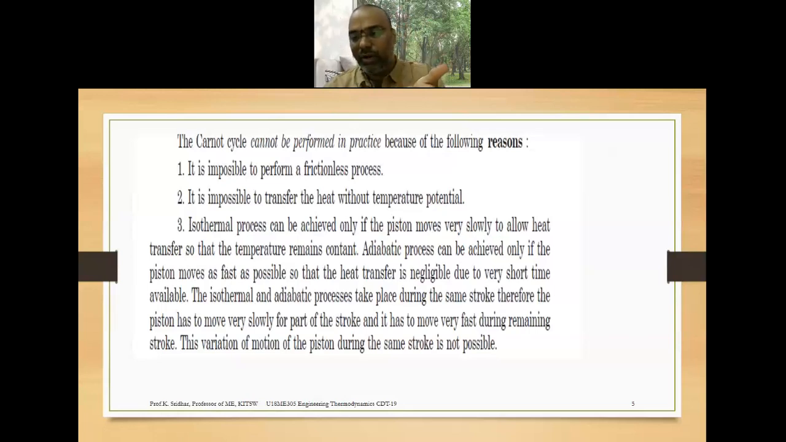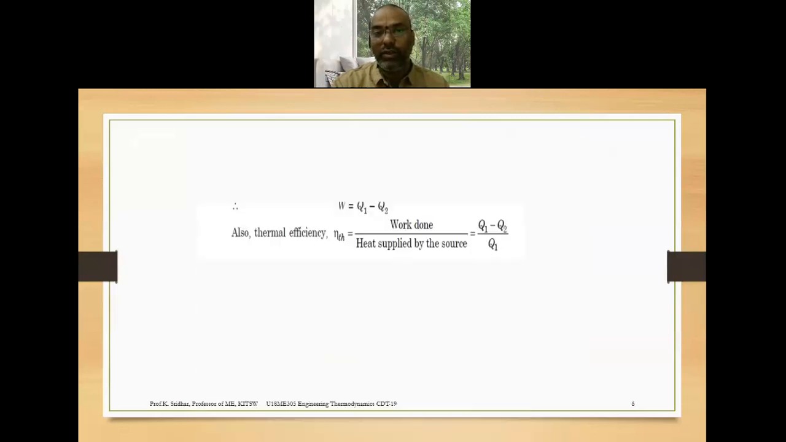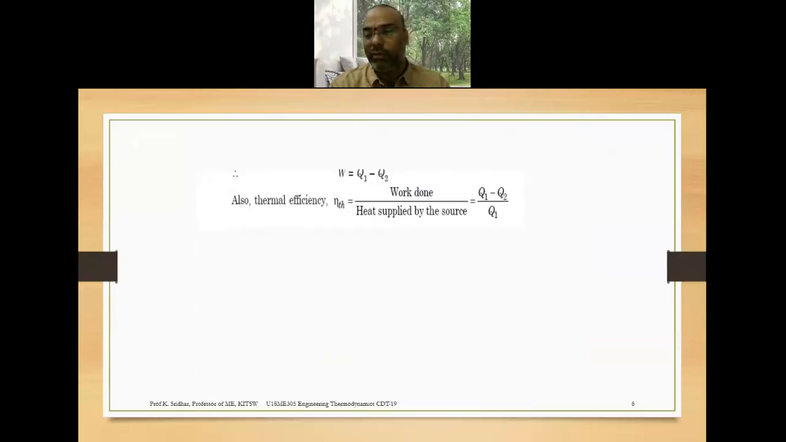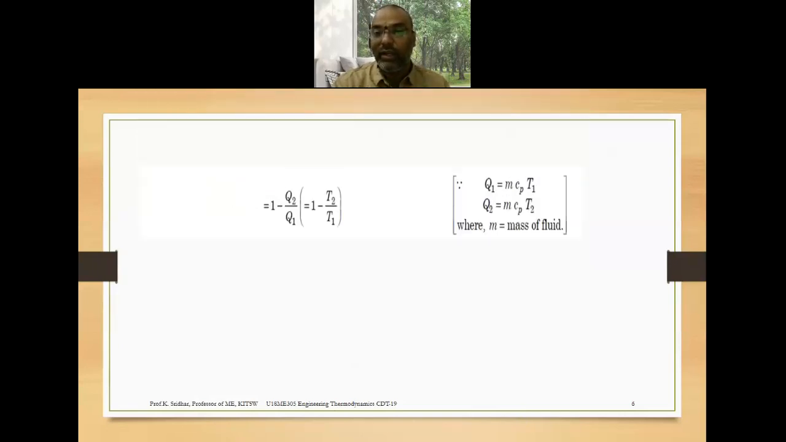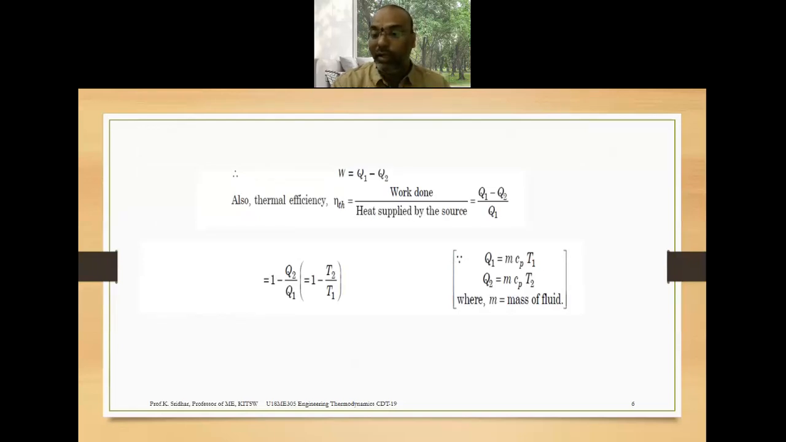And the next process is the adiabatic process, in which the piston has to move very fast. So one process is at an extremely slow pace and the next process is at an extremely fast pace. Such variations in the engine cannot be possible in actual practice. One process is at an extremely slow rate and the immediate next process is at a fast rate. Such variations are not at all possible whenever you run any type of heat engine in actual practice. Due to all these reasons, the Carnot cycle is not at all practicable in actual practice.